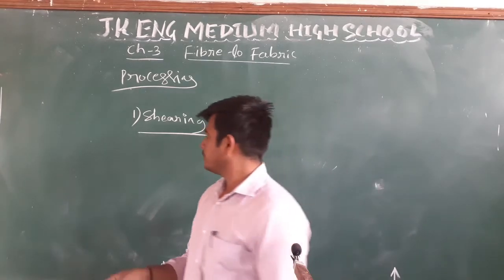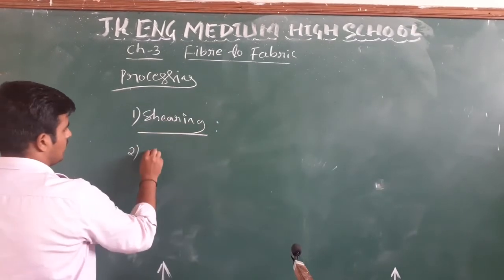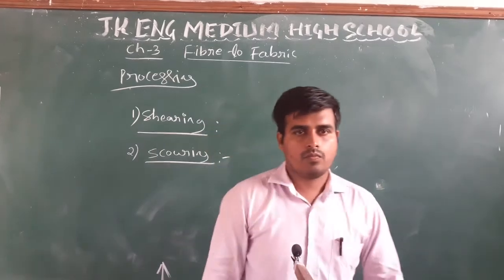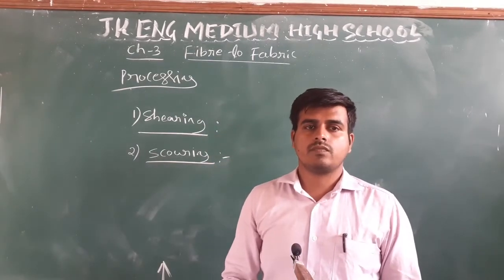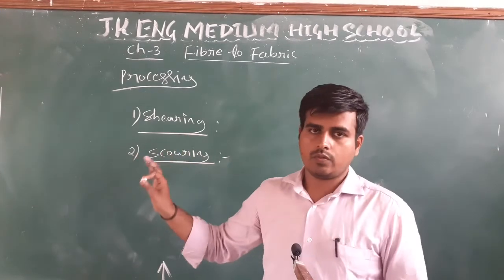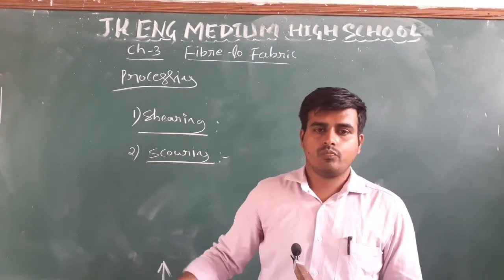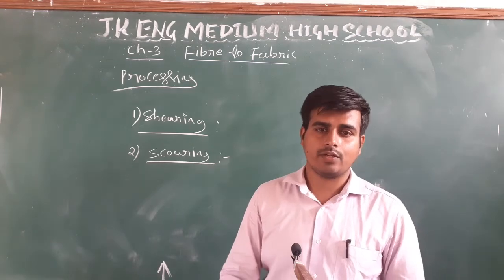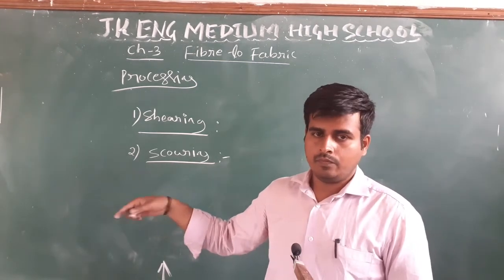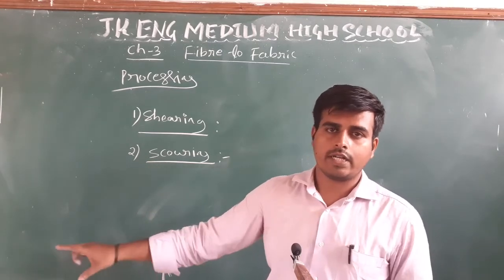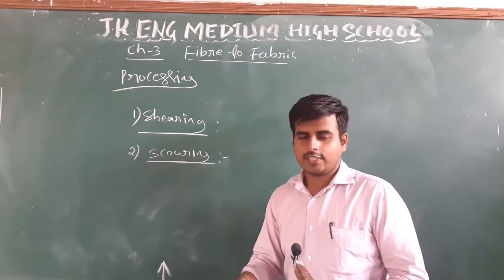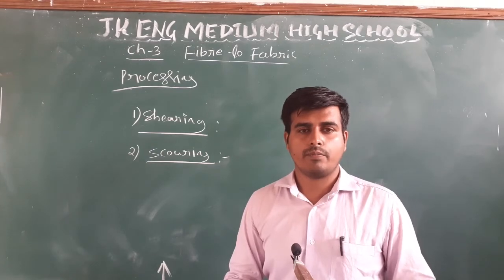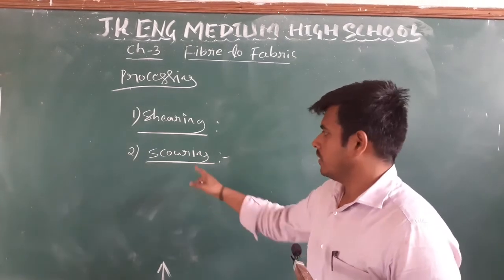The second step is scouring. First one is shearing, next one is scouring. What do you mean by scouring? Scouring is nothing but washing the dirt and grease from the wool. Once you remove the fleece from the sheep, a lot of dirt is attached to it, and grease and oils produced from the skin are attached to that wool. Removing all that dirt by washing is known as scouring. In older days this process was done manually, but nowadays we have many machines. Through machines we can do this scouring.